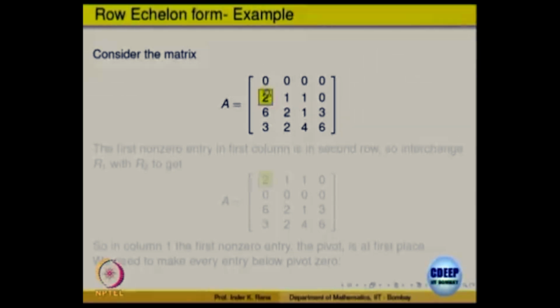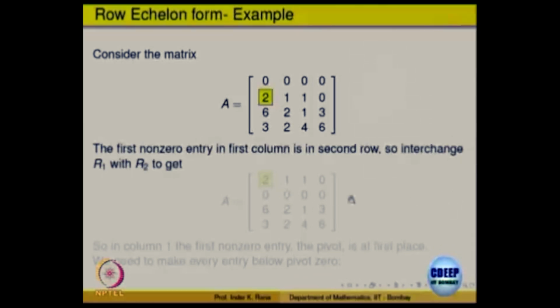In the first column, the first non-zero entry comes at place 2. So the operation should be to interchange R1 with R2, so that the first entry in the first row becomes non-zero. Let us do that. Once you interchange the second row with the first row, the 2 goes up, so the row becomes 2, 1, 0, and the zero row comes at the bottom. The first row is now a non-zero row.